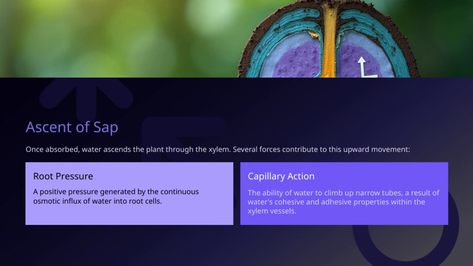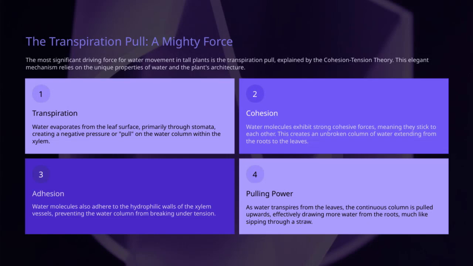Understanding these processes highlights how plants are so effectively adapted to move water from the soil all the way up to their leaves, supporting photosynthesis and overall growth. As water transpires from the leaves, the continuous column of water is pulled upwards through the plant, much like when you sip through a straw. This process is driven by what we call the pulling power.